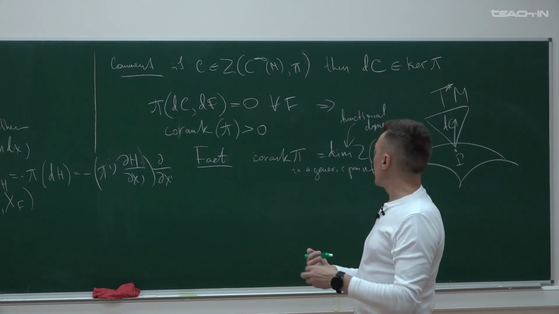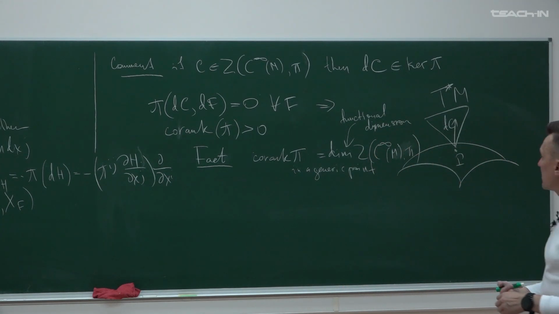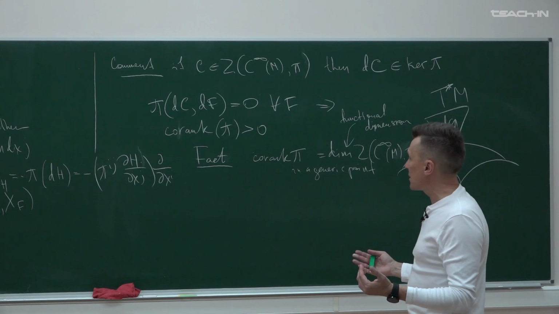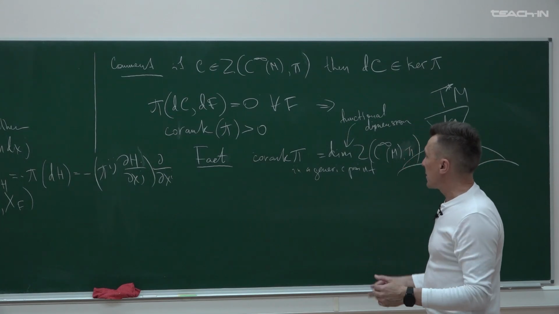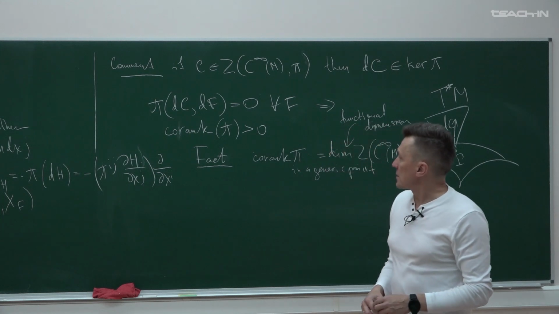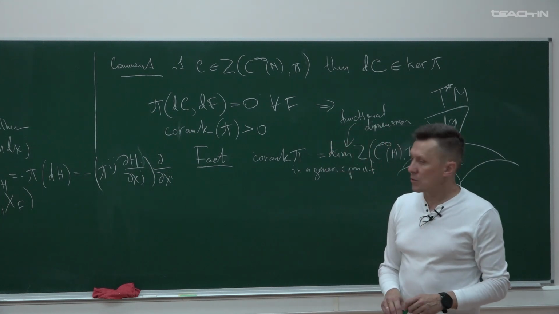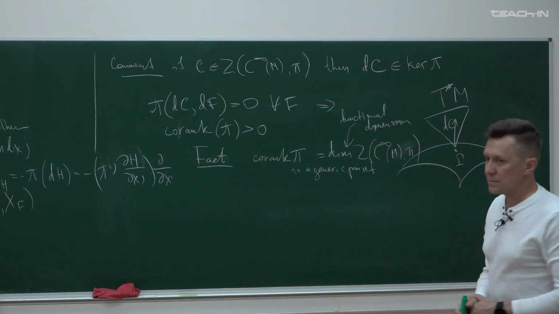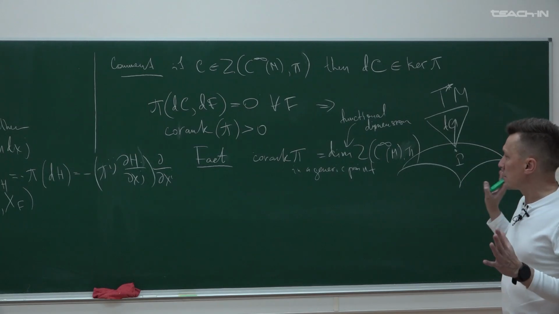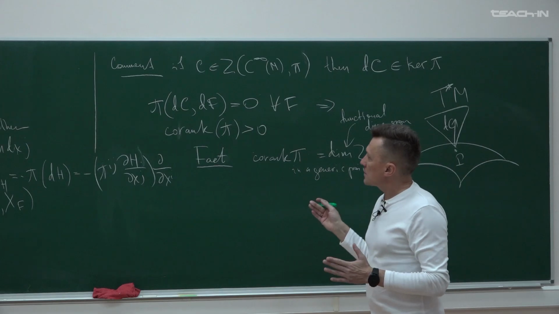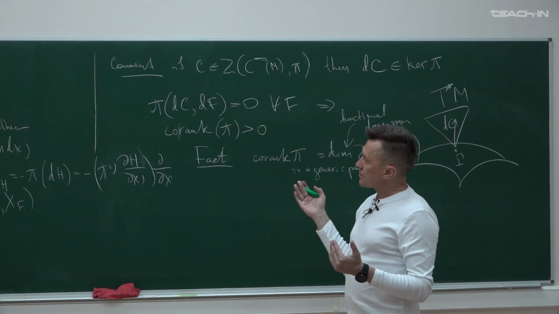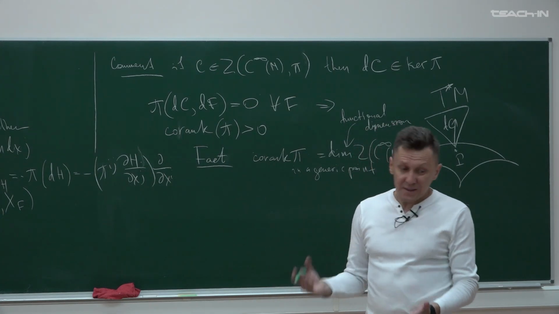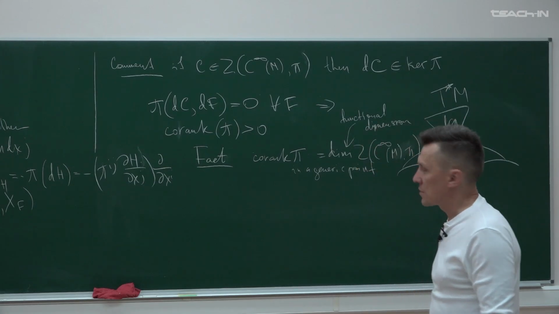Please ask if some notions look like declarations. I could provide some comments and some references to other courses in your program. Okay, but morally, for the moment, the principal thing is that the central functions describe how degenerate the Poisson bivector is.